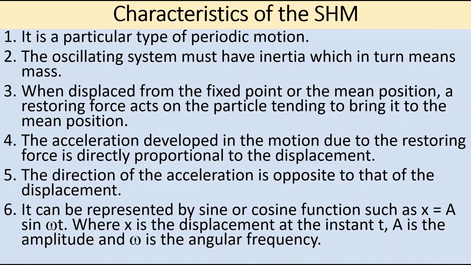Then the sixth characteristic is that simple harmonic motion can be represented by sine or cosine functions. It can be represented as x equals a sine omega t, or as x equals a cos omega t, where x represents the displacement at any instant of time t, a is the amplitude of vibration, and omega is the angular frequency. So these are the characteristics of simple harmonic motion.